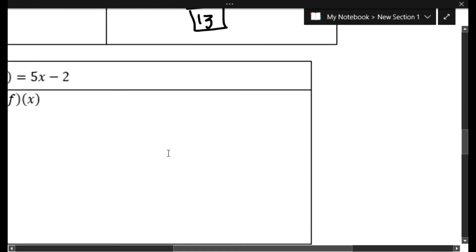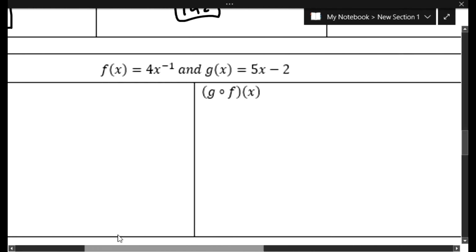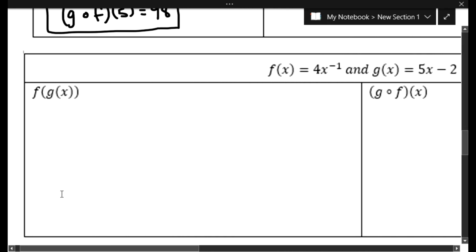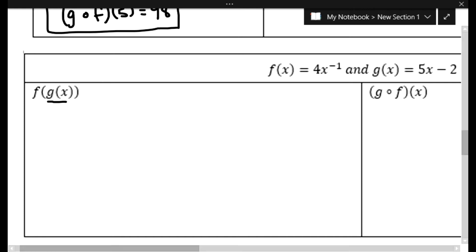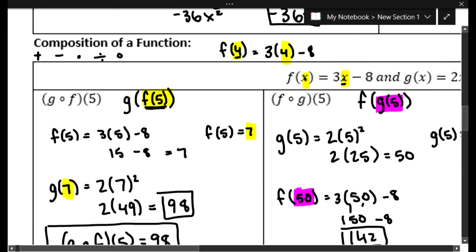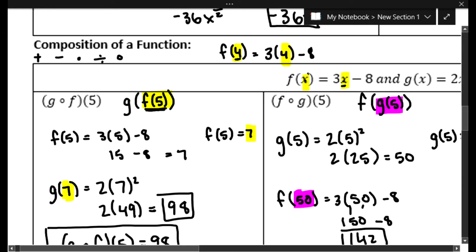Now we're going to move on to doing the same thing with x's. f of g of x. You might see it like this. Remember, this means we're just taking something and we're plugging it in here. It could be a happy face. We could do f of happy face. And anywhere in the function where I see an x, I'm plugging in a happy face instead of x.